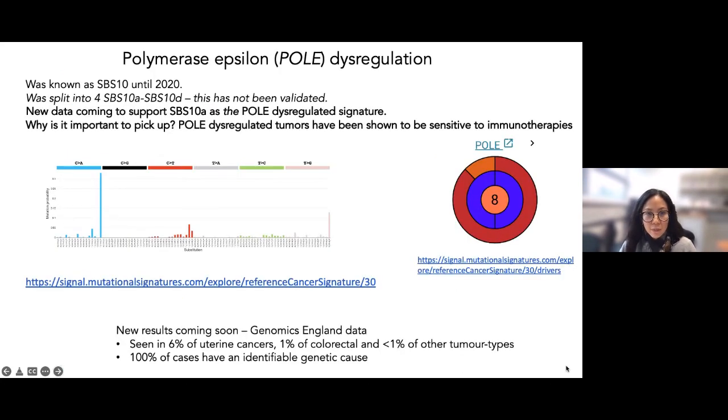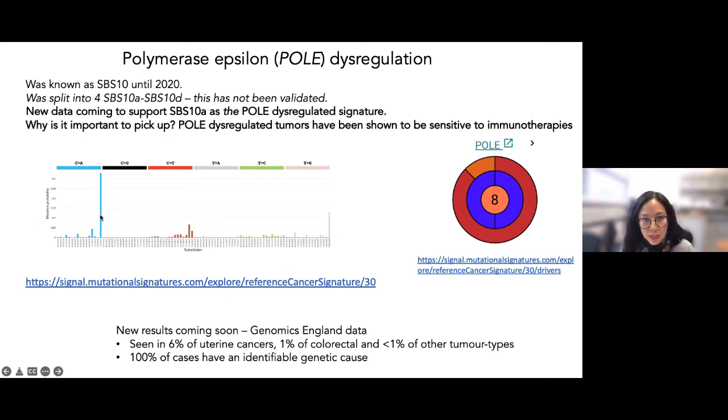Okay, then this one is polymerase epsilon or Pol-E dysregulation. So this was known as SBS10 until 2020, and then this was split by the academic community into SBS10A to 10D, but this has not been validated. There's new data, and in fact, it's experimental data now to support SBS10A as being the Pol-E dysregulated signature. And why is it important to pick up? It's because it has been shown to have sensitivity to immunotherapies.